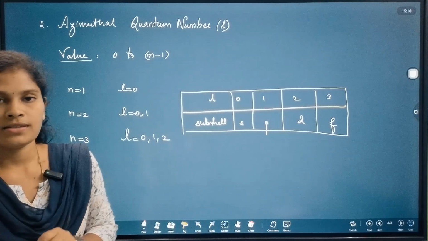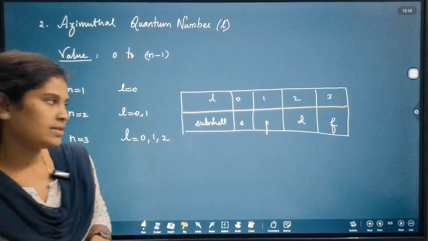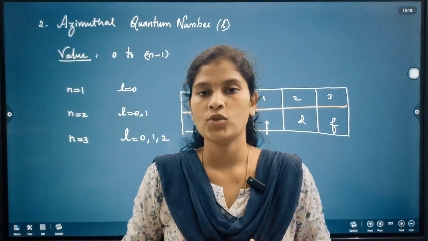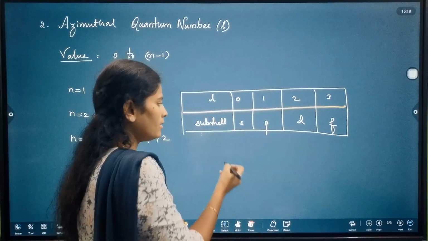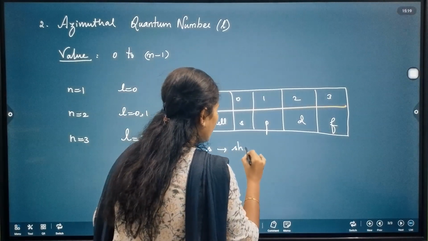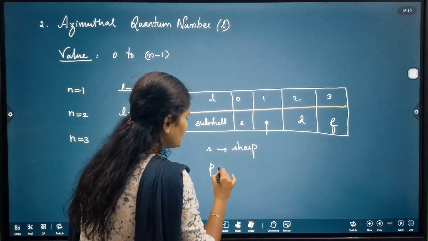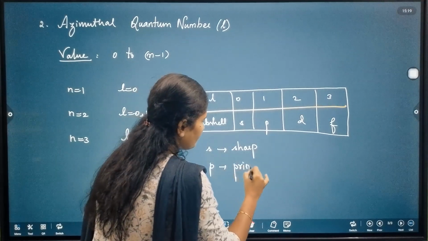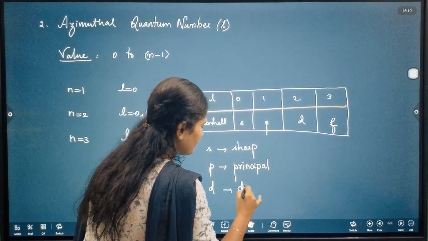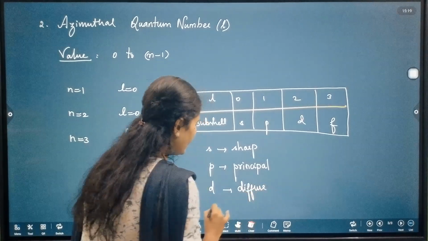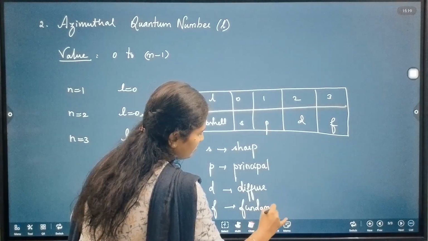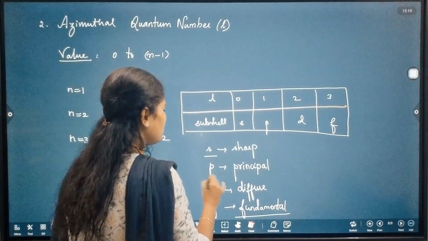What do s, p, d, f represent here? They represent from which spectral lines they are arranged. Based on that we can name them. In the hydrogen spectral lines, the s subshell is from sharp lines, the p subshell from principal lines, d from diffuse lines, and f is from fundamental lines. Then we are naming it as s, p, d, f.